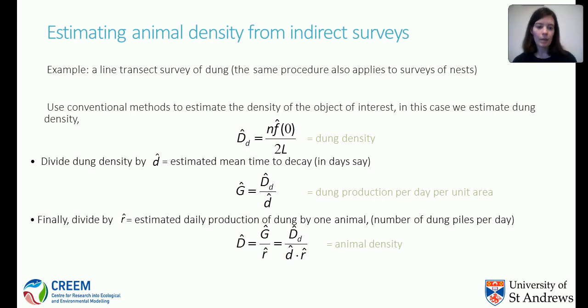And then the last piece of the puzzle is if we know the estimated daily production of dung by one animal, then we can use another multiplier, R in this case, to adjust G to give us the density of animals that produce the dung that we observed. And you can note that both G and R, and G being a function of D, are all estimated values and all have associated variances.